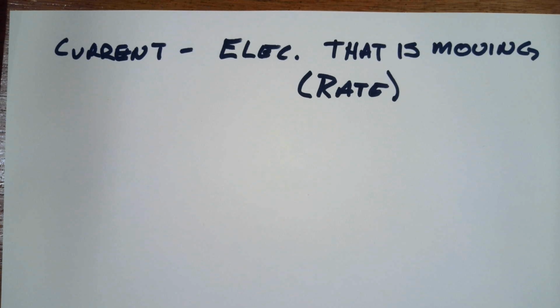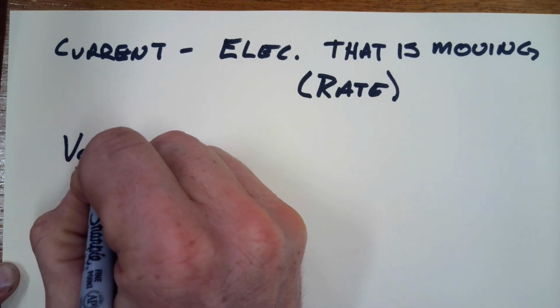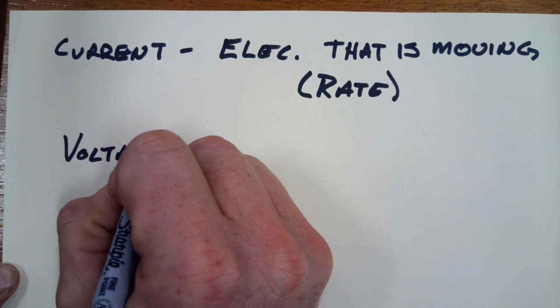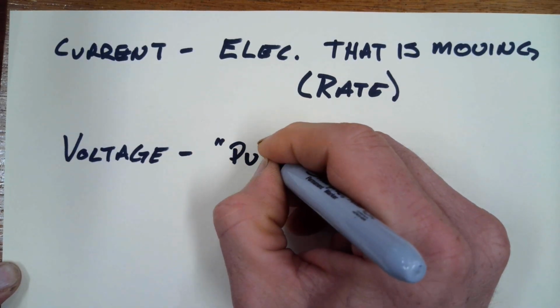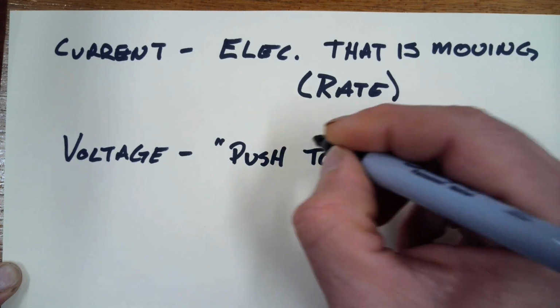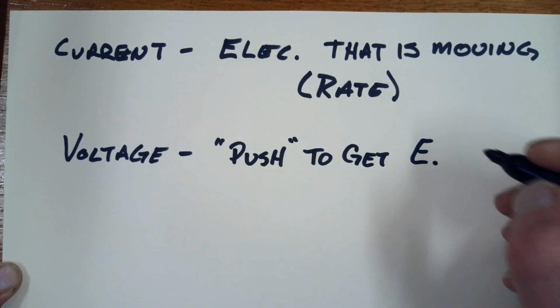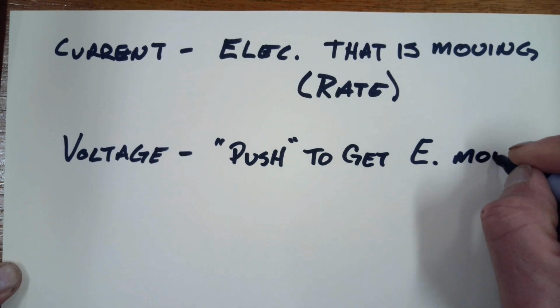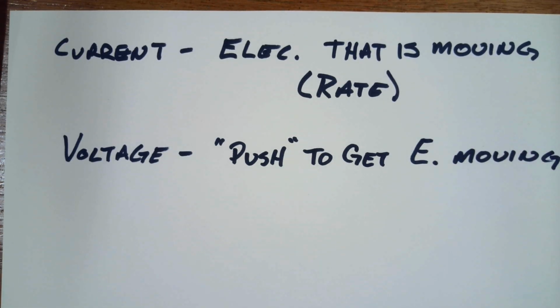Okay, now to get that current to move, it's not going to be able to move by itself. It needs a push. We call that push in electricity voltage. I'm just going to abbreviate electricity there. And that is to push to get electricity to move.